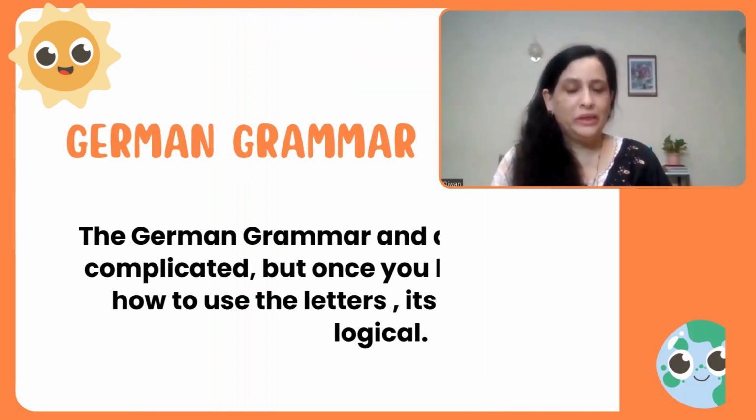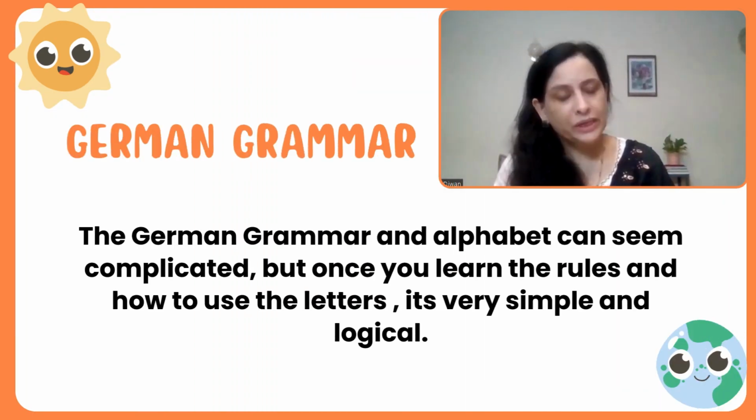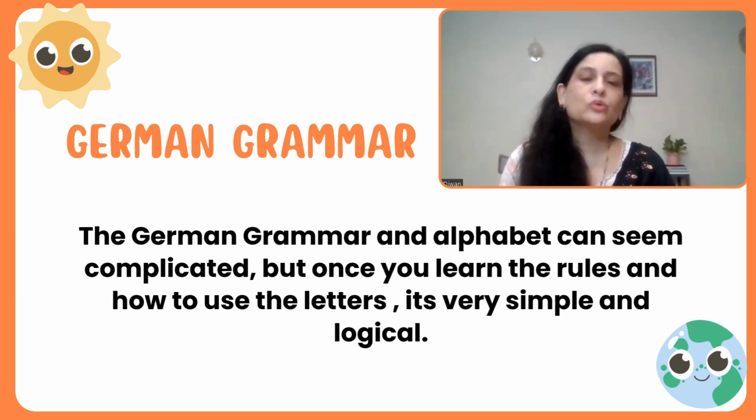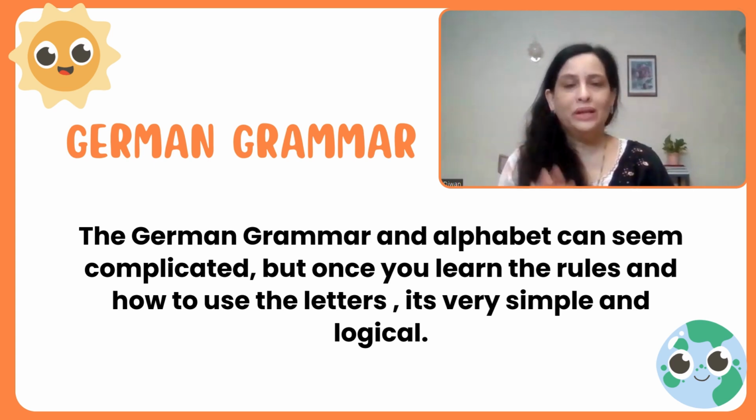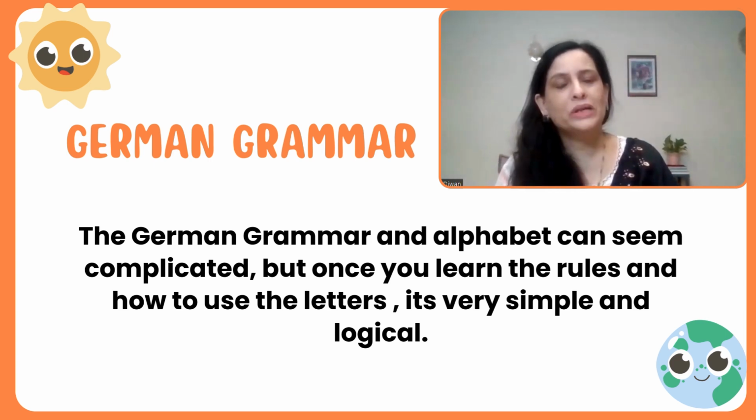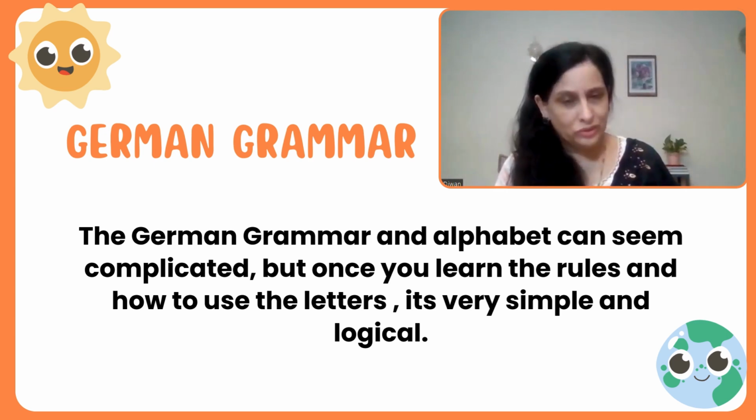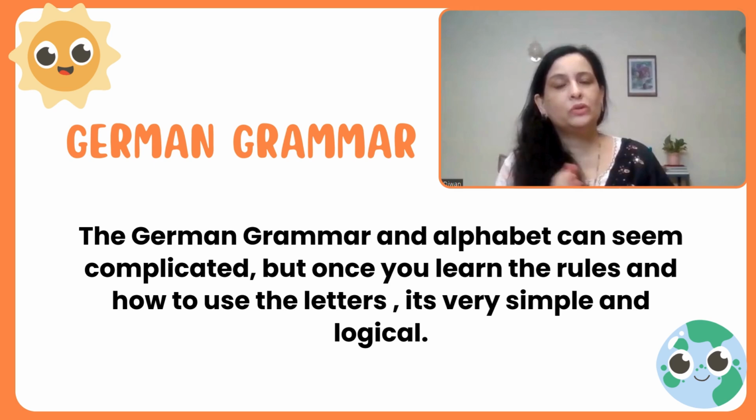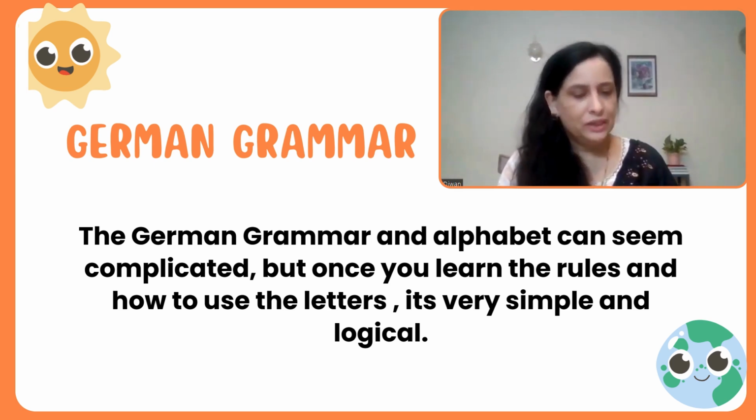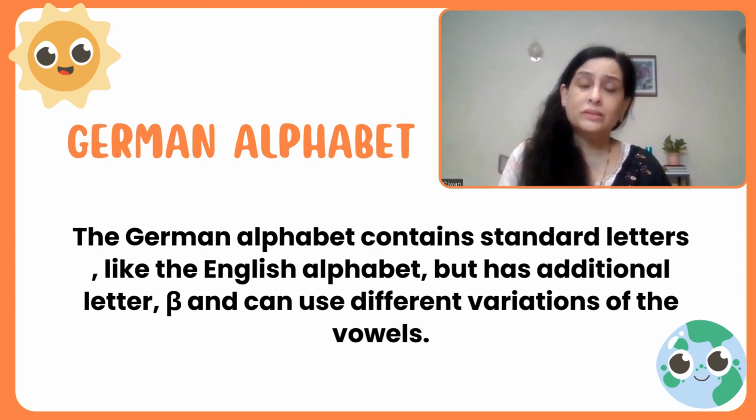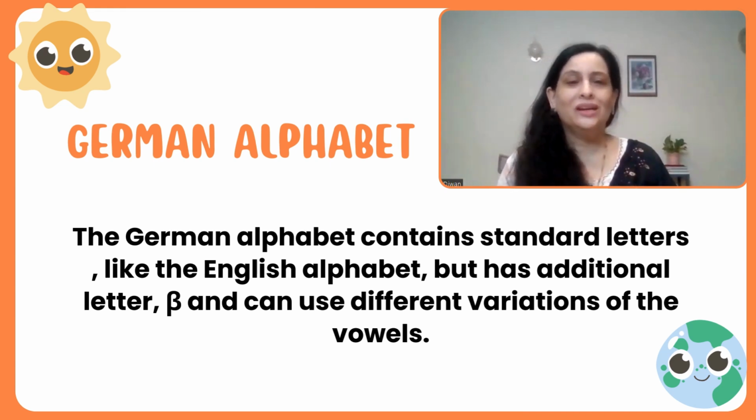So the German alphabet and grammar can seem complicated, but once you learn the rules and how to use the letters, it's very simple and logical. It seems complicated, but it is not, if you learn the rules and if you know where to use and how to use the letters. Now, the German alphabet contains 26 letters, just as in our English.